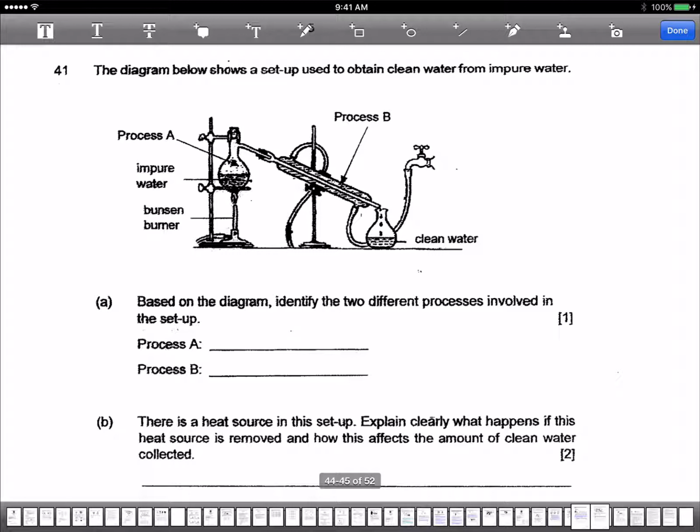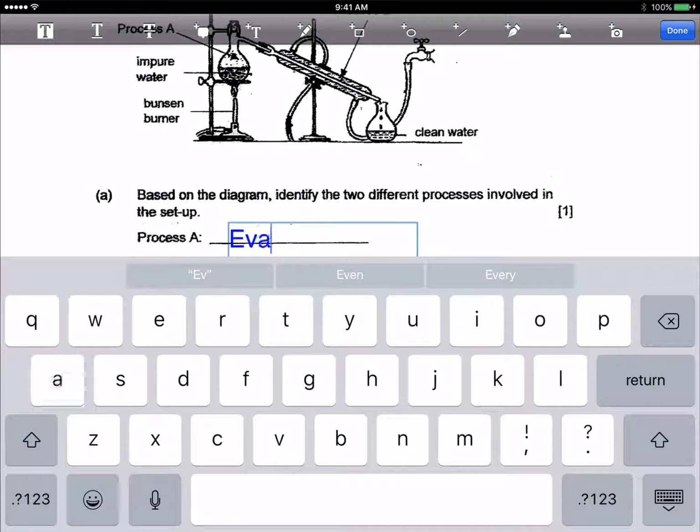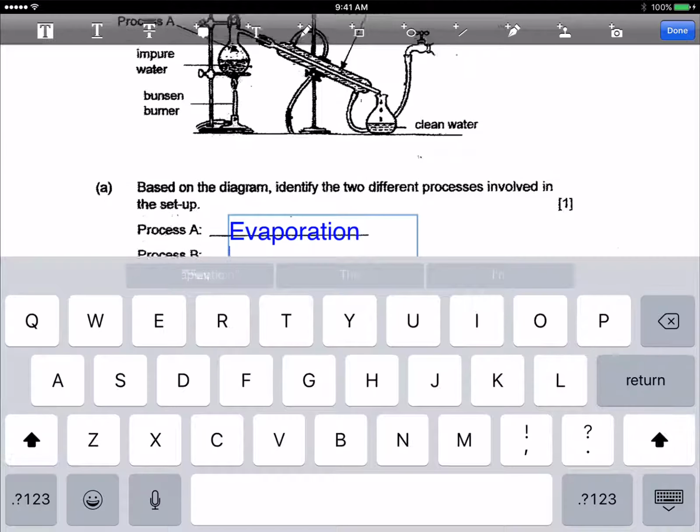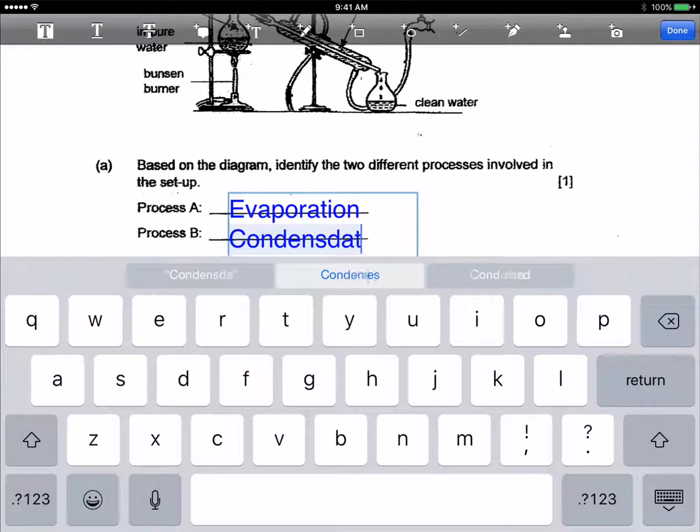Right. So based on the setup, identify the 2 different processes involved. I already said that, right? So evaporation and the next one is condensation.